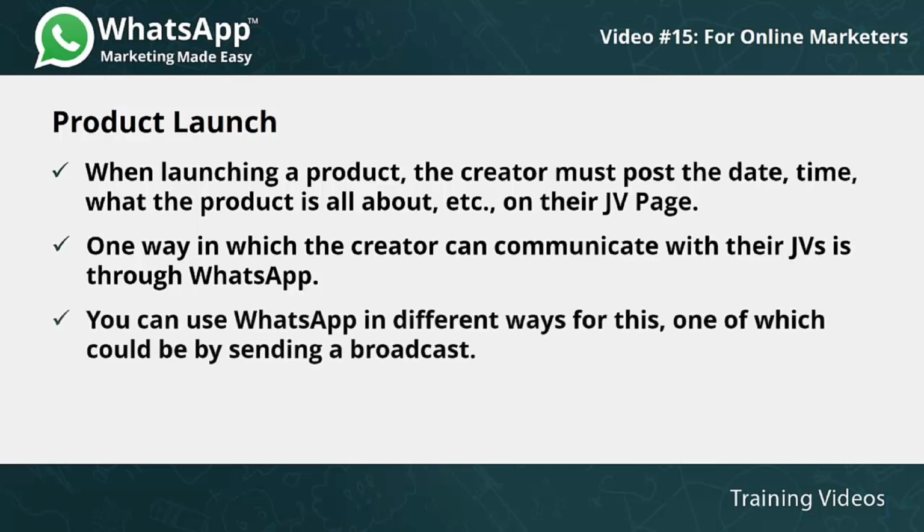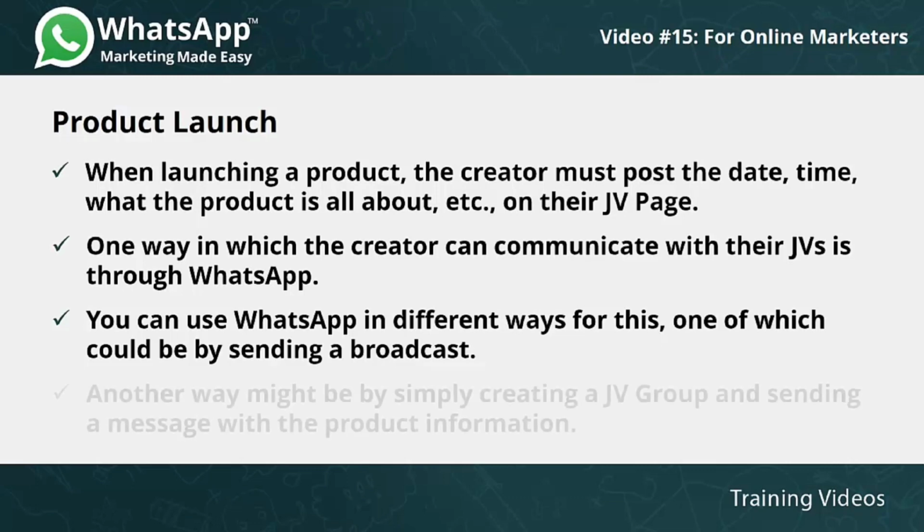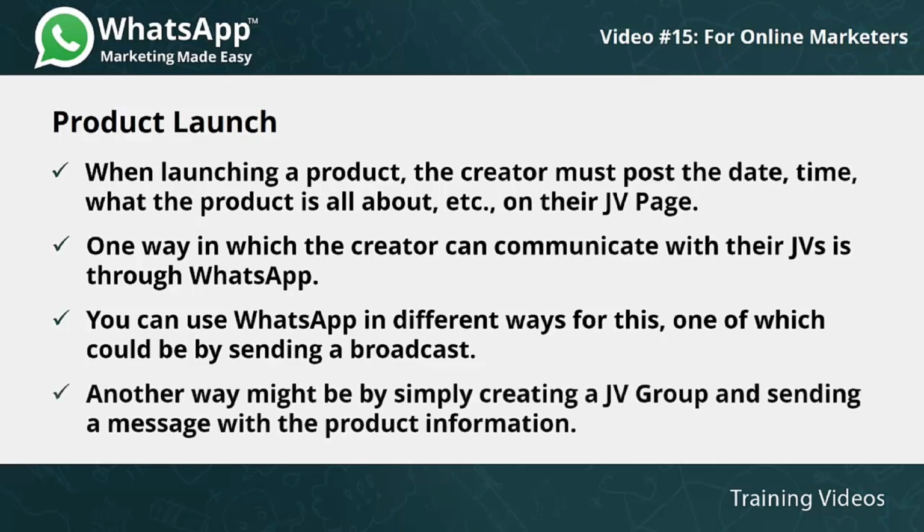You can use WhatsApp in different ways for this, one of which could be by sending a broadcast. You can create a message with the product launch date and all the related information. Select all the WhatsApp JV contacts and send the message. Once you send the message, it will reach all the contacts via a private chat, where they can ask for any details. Another way might be by simply creating a JV group and sending a message with the product information.